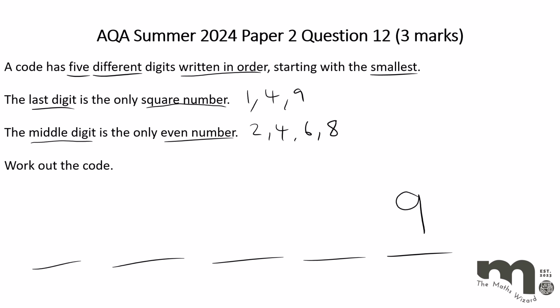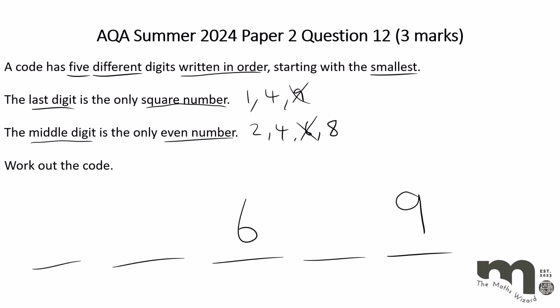Then if we look at the middle digit, well, the only even number that's going to work here is 6. And that's because if we put 8 here, well, we've got nothing between 8 and 9. And remember, we can only use each number once. So we can't put 8 in the middle because then we'd have to have another 8 or a 9 there for it to still be in numerical order. So now we've got those. We've used the 6. We've used the 9, so we can't use those again.